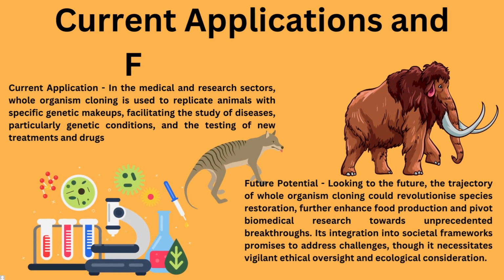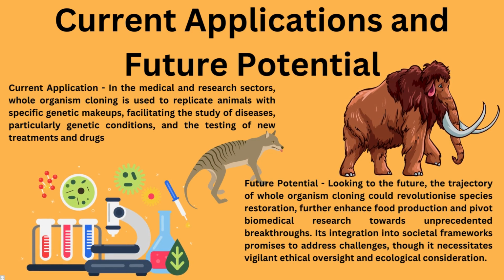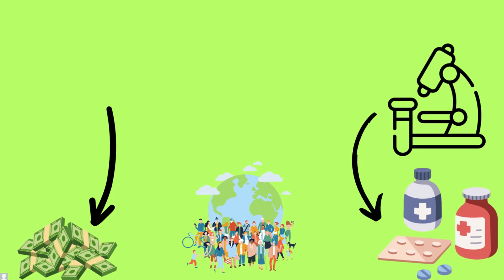In the medical and research sectors, whole organism cloning is used to replicate animals with specific genetic makeups, facilitating the study of diseases, particularly genetic conditions, and the testing of new treatments and drugs. Looking to the future, the trajectory of whole organism cloning could revolutionize species restoration, further enhance food production, and pivot biomedical research toward unprecedented breakthroughs. Its integration into societal frameworks promises to address challenges, though it necessitates vigilant ethical oversight and ecological consideration.